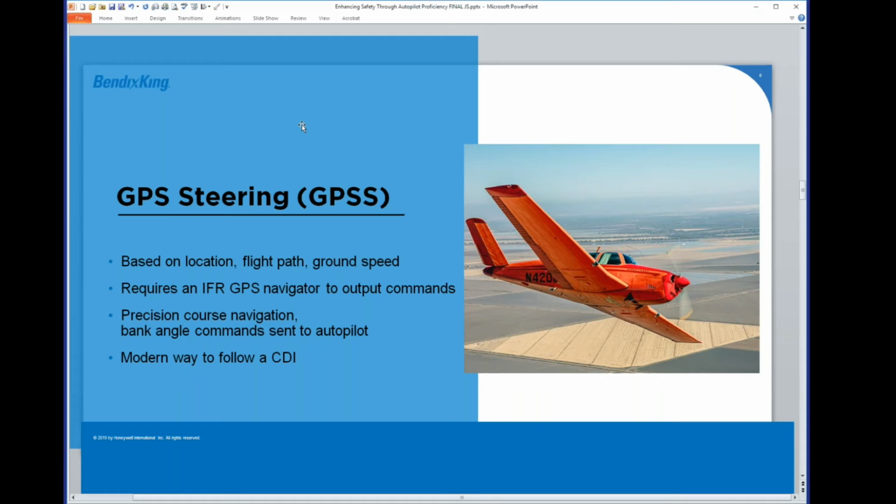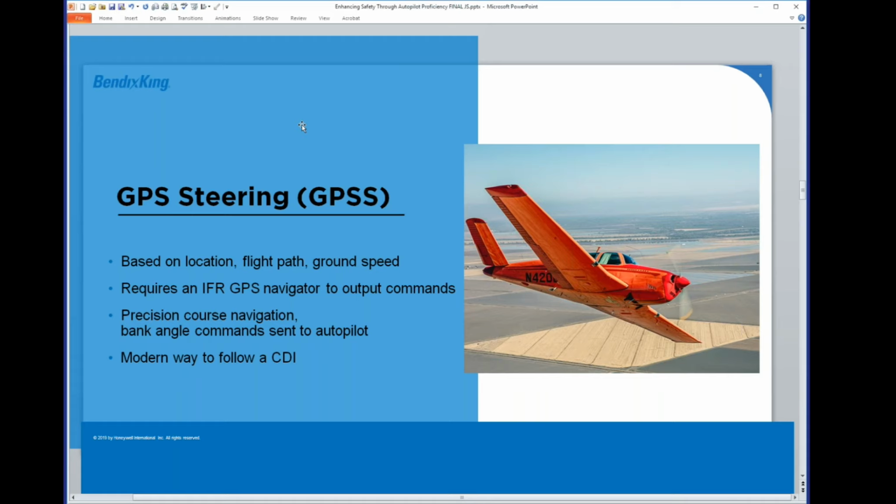Let me back up. When we think about radio navigation, all we get out of that in reality is a course deviation. We can look at that course deviation, say the needle should be centered, and if the needle starts to drift right, then we want to correct left, and vice versa. We need to try to keep our needle centered.